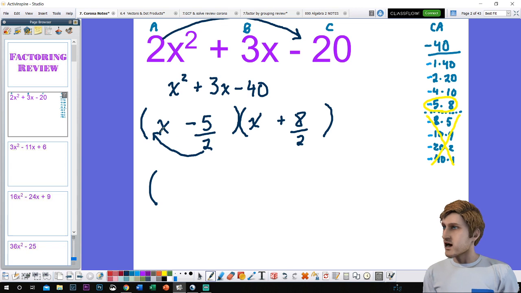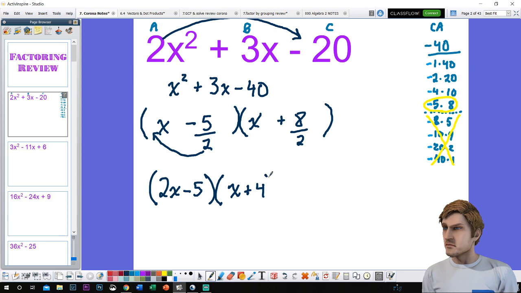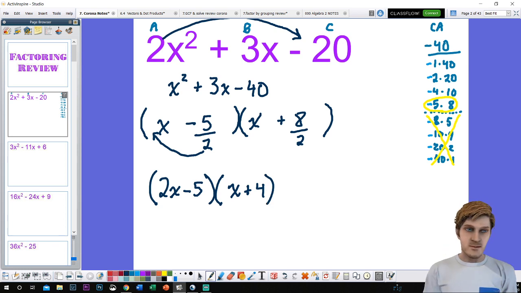That's why this is called bottoms up. Bring the bottom up to the top. So that becomes 2x minus 5. Over here, does 8 divided by 2 reduce? Yes, it does. So I'm going to go ahead and do 8 divided by 2 is 4. And I'm finished. That is it.